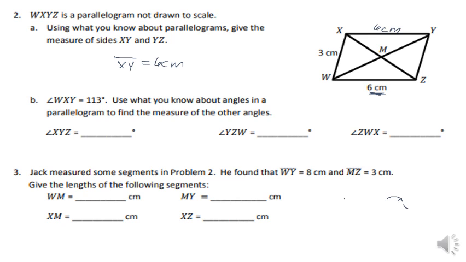Now YZ, which is right here, and we can see segment XW is 3 centimeters, so opposite sides are equal, so this one would be 3 centimeters. So line segment YZ is equal to 3 centimeters. Now under B, they're telling us angle WXY equals 113 degrees.